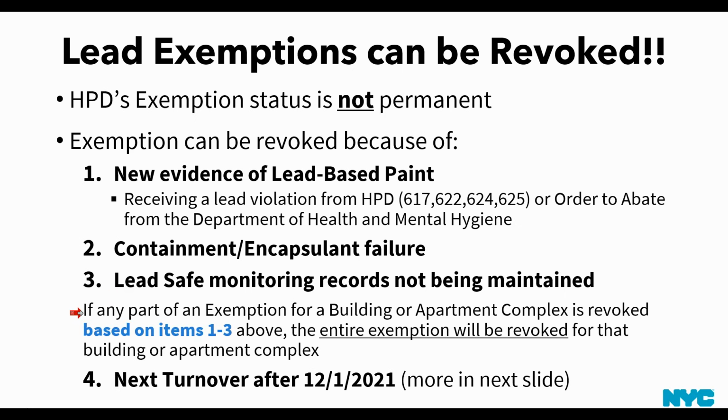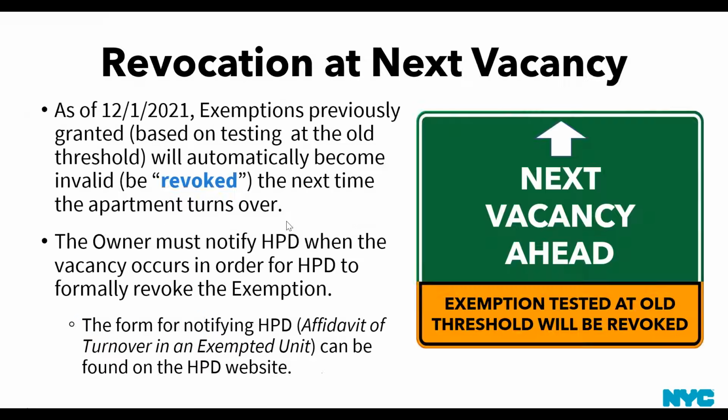Now, as a reminder, if you have applied for an exemption for an entire building or apartment complex, if any part of the exemption for that complex has been removed based on these three factors, then the entire exemption will become revoked and all of the requirements of Local Law 1 will immediately apply to the entire building. There's an additional situation where an exemption could be revoked, and this brings us back to the information we provided you about the new testing threshold. So let's look at that in the next slide.